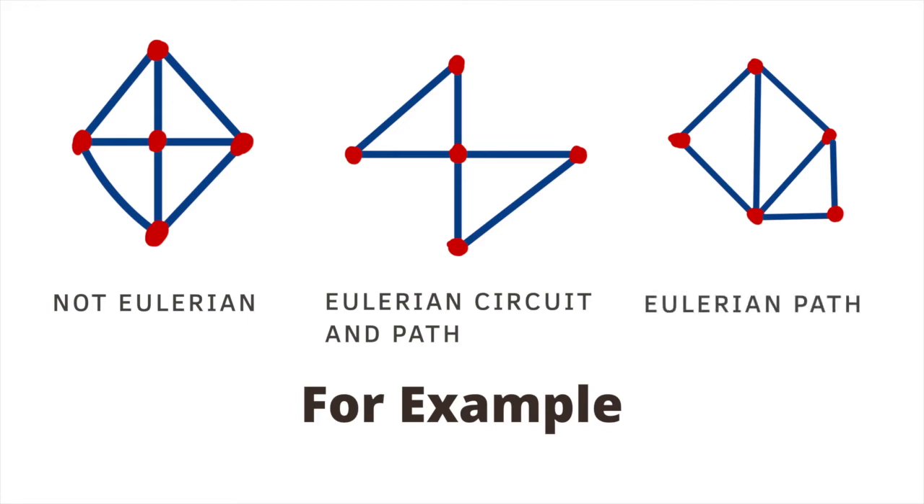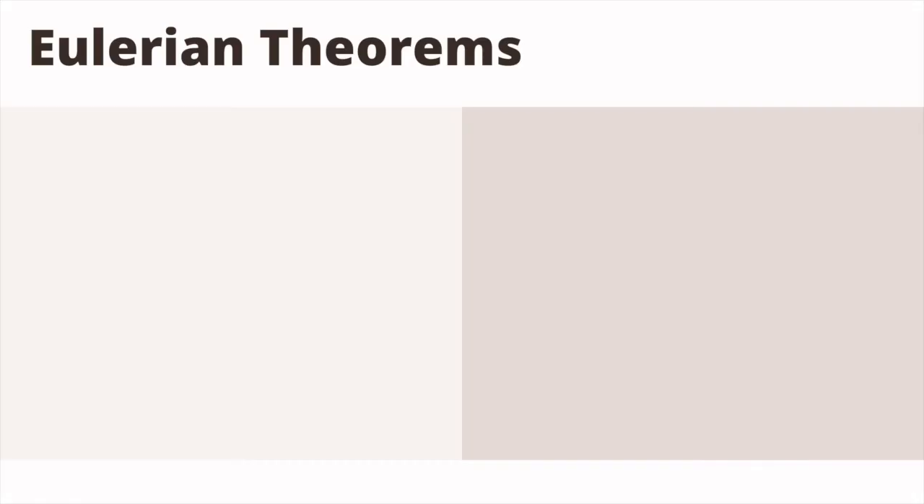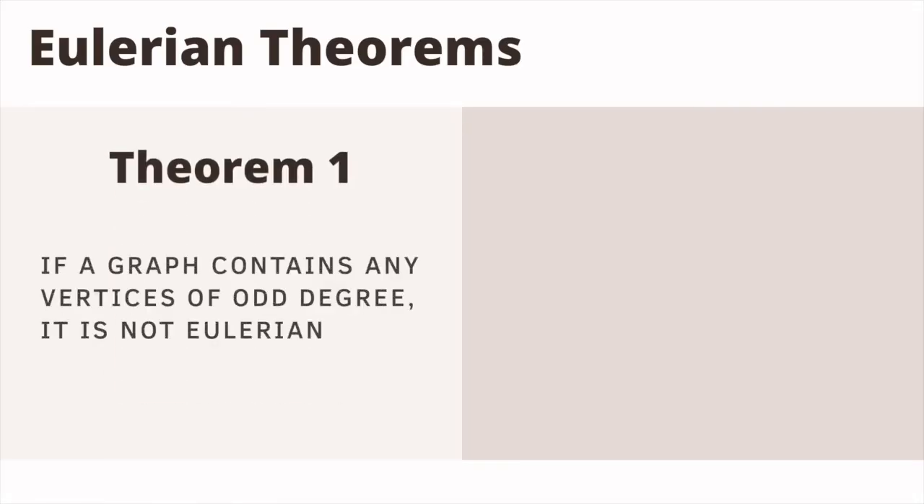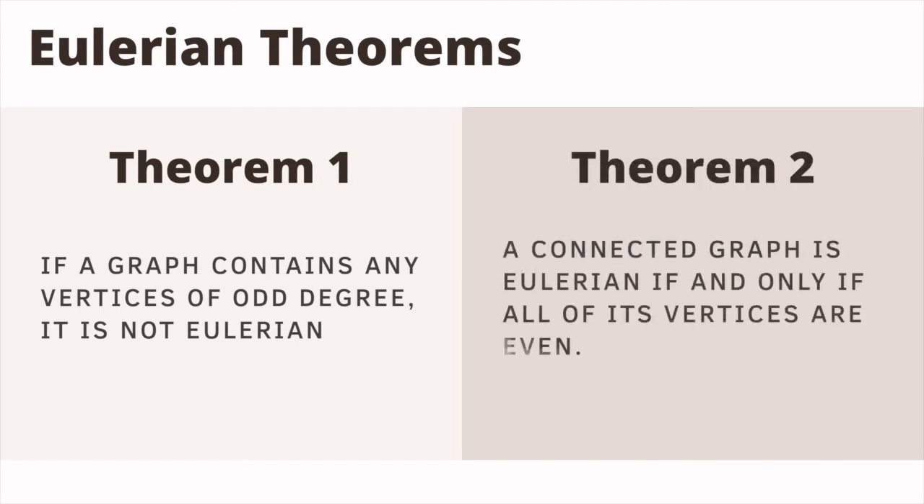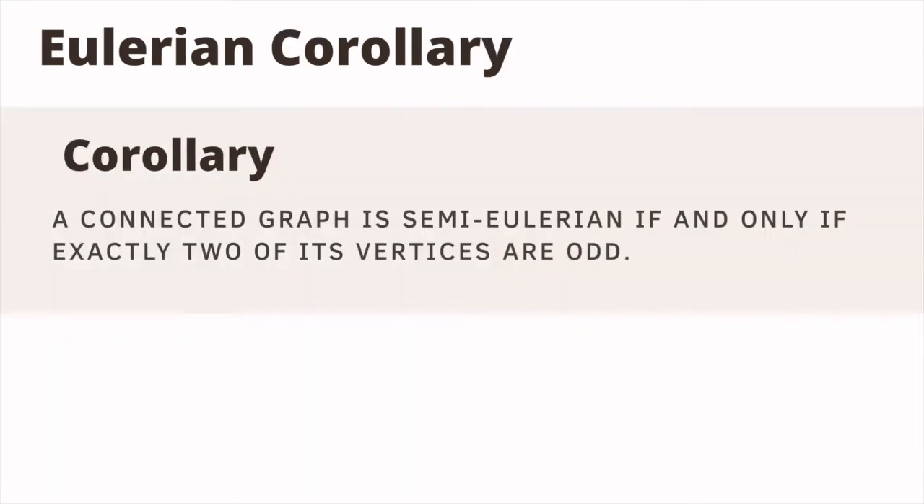But how can we determine if it is Eulerian without tracing the graph? To determine, we must first understand the Eulerian theorems and corollaries. Theorem 1. If a graph contains any vertices of odd degree, it is not Eulerian. Theorem 2. A connected graph is Eulerian if and only if all of its vertices are even. Corollary 1. A connected graph is semi-Eulerian if and only if exactly two of its vertices are odd.